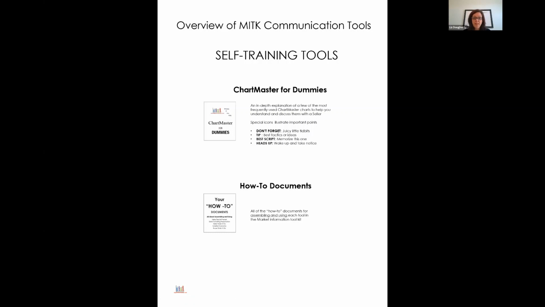Chartmaster for Dummies, I was explaining to you, it's a cute one to go through because it really lays out, they did it in a fun way. But it is the key charts that you want to be sure that you're familiar with out of all of them that we have. And then how-to documents, again, if you're not sure how to start, how to assemble all of your documents, that will kind of walk you through that.